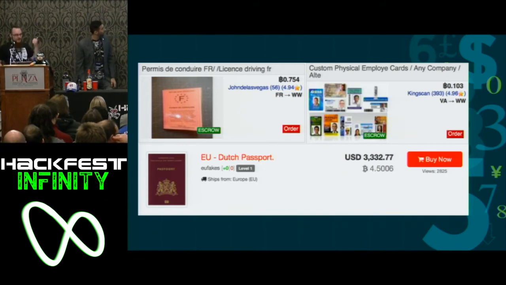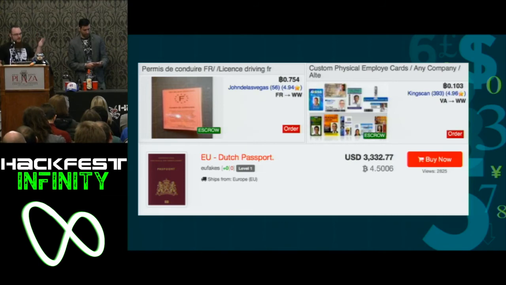So the driver's licenses that are super legit aren't too expensive. Also, if you need IDs for a specific company, you can buy that as well. Passports, physical customized passports, are going to be the ones that really hit you in the wallet. Those are like $3,000 on average for most countries.